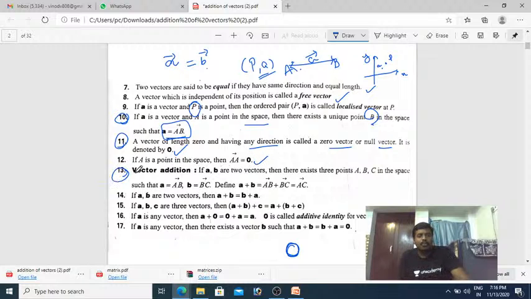The 13th point is vector addition. If A comma B are two vectors, then there exist 3 points A, B, C in this space such that A equals AB bar, B equals BC bar. Define A plus B equals AB plus BC. Suppose one particle moves from A to B, this is AB. Another particle moves from B to C. Then AB plus BC equals AC, you can write that.